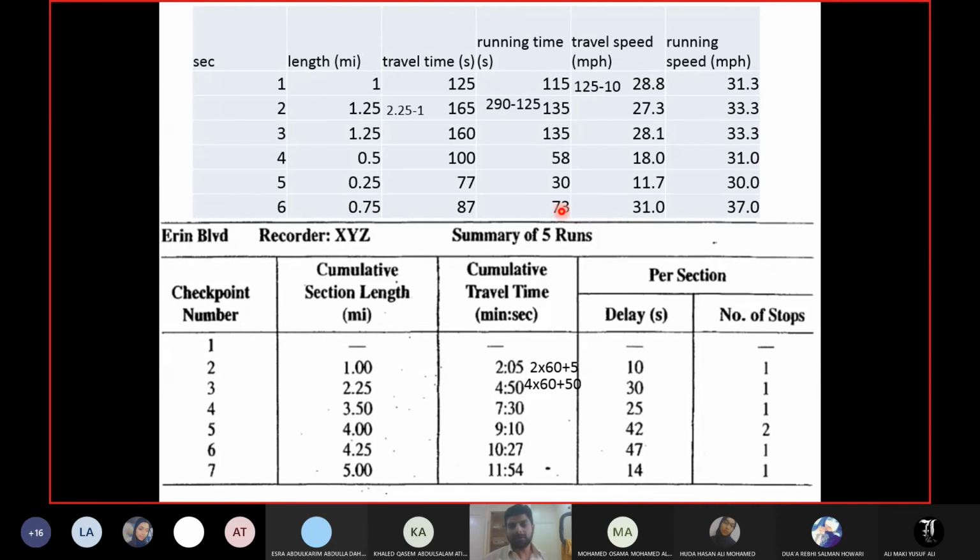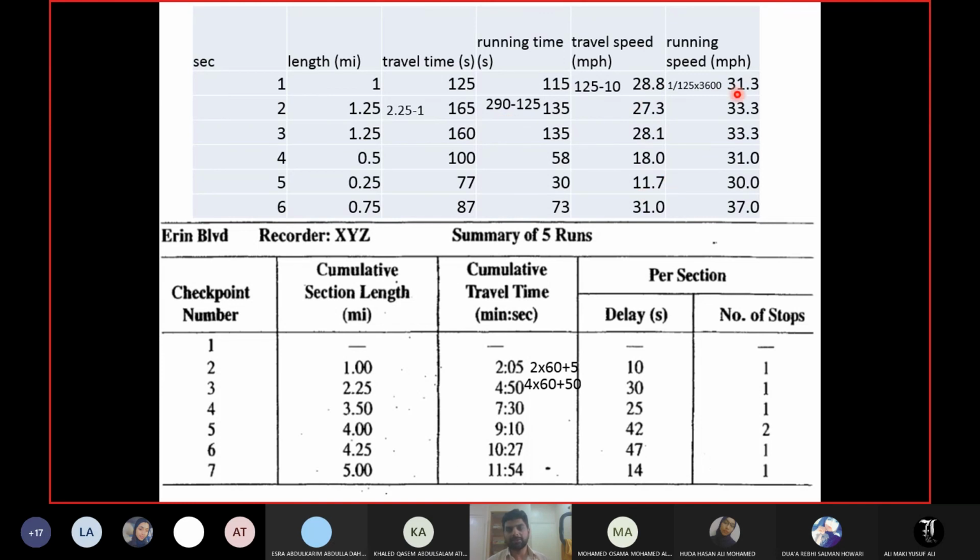Then if you want to calculate travel speed, it is length of the section upon travel time, and then you do the conversion for hours, right? This is in seconds. So for the first section, it is 1 mile length upon 125 seconds of travel time multiplied by 3600 to convert to miles per hour. Second section, the length is 1.25, the time is 165, and then you do the conversion with 3600. So these are the travel speeds.